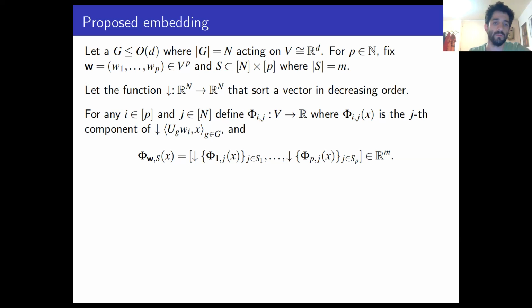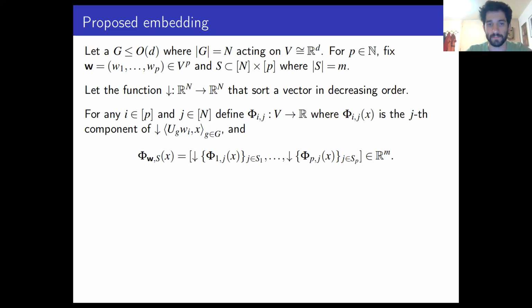So now, for S, where S, recall, is a subset of [N] times [p], and the windows w_1 to w_p, we take f of the phi_ij for each (i, j) in the subset S. Because it's kind of confusing, let me try to visualize it.